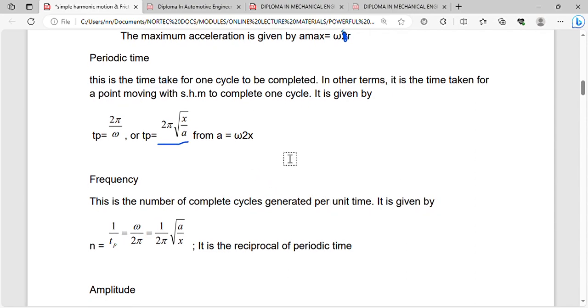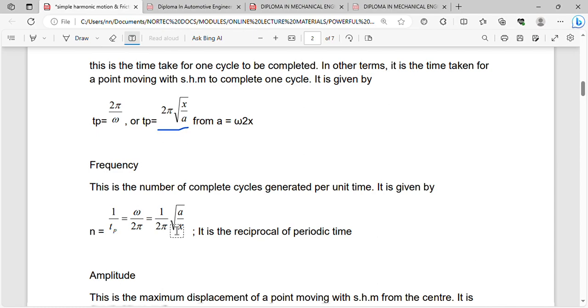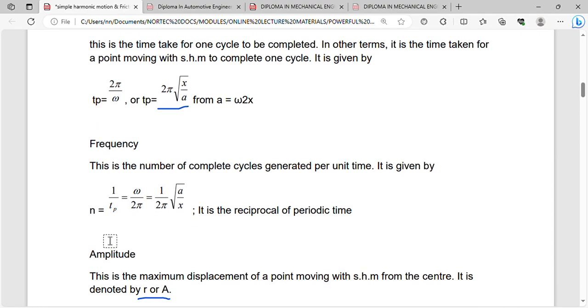Periodic time, you get 2 pi divided by omega, which is the angular velocity. Periodic time is found like that. But if you're looking for frequency, which can be represented by F or N as we put it there, you do the opposite of this, because frequency refers to the number of cycles that you generate per unit time. Whereas periodic time is the amount of time taken to complete a cycle. Of course, it's in seconds.